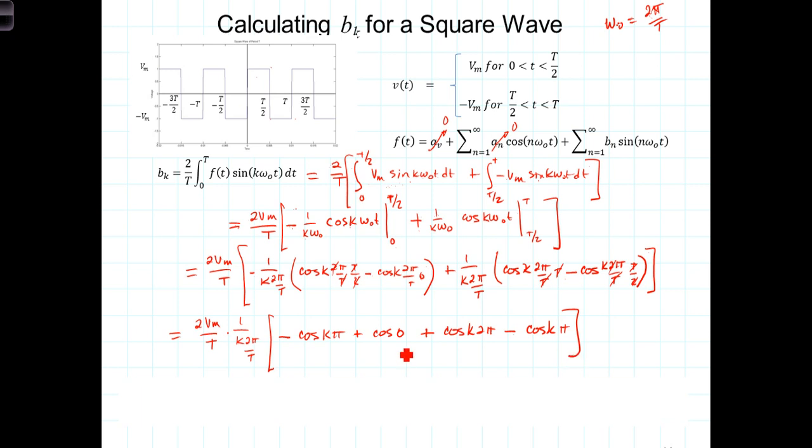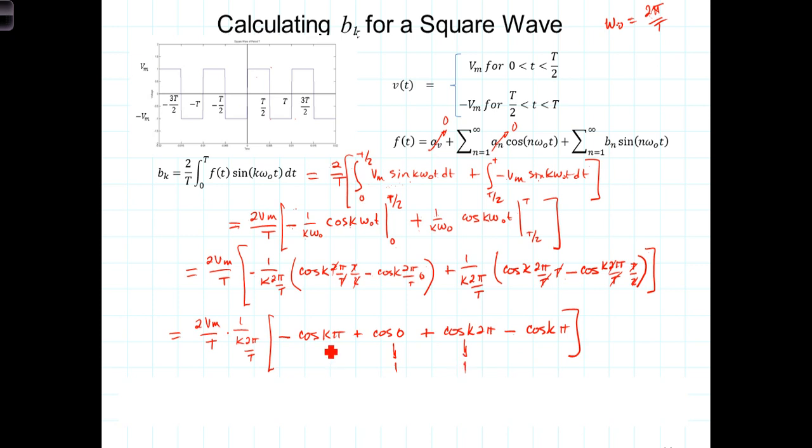Now, this term here, cosine of 0, that is always 1. The cosine of k times 2 pi, where k is an integer, that's the cosine of 2 pi, 4 pi, 6 pi, 8 pi. That's always equaling 1. But these two terms here, we've got minus the cosine of k pi and minus the cosine of k pi. Those are the same term. We only need to look at one of them.